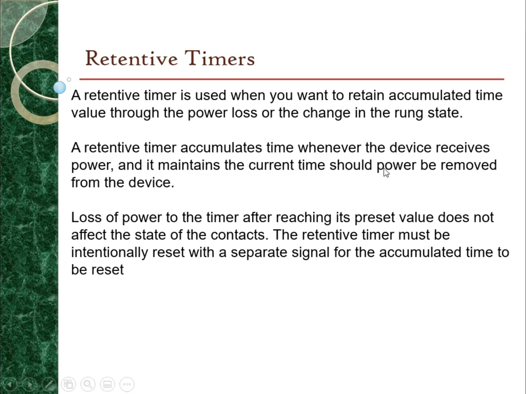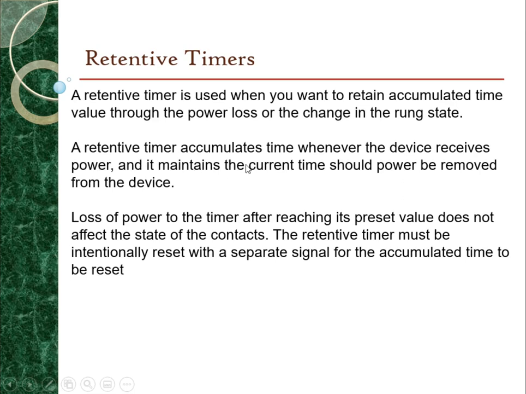Now we move to retentive timers. A retentive timer is used when you want to retain the accumulated time value through the power loss or the change in the rung state. So meaning that even though you have cut the input trigger to the retentive timer, the timer will keep counting the time, regardless of the power loss or the change in the rung state.